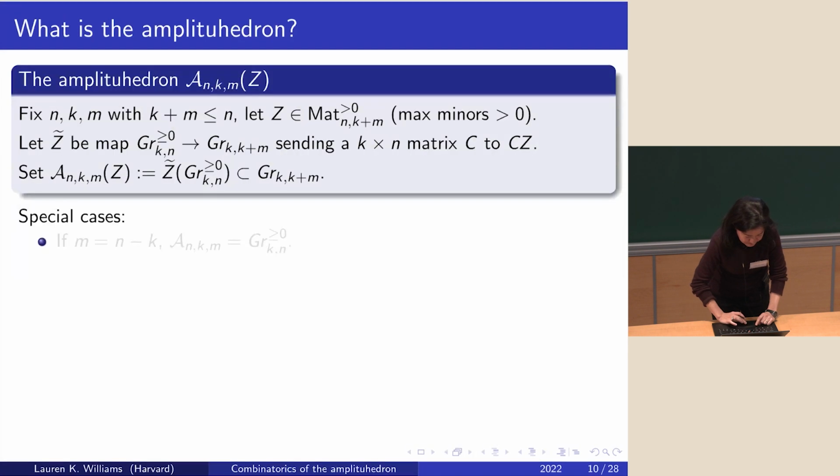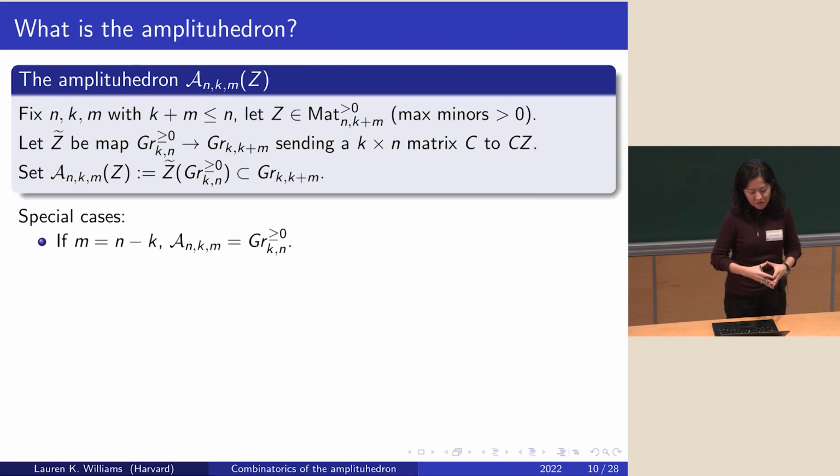Okay. So I'll just say there's some simple special cases. First, if m equals n minus k, then our matrix Z will be a square matrix with maximal minors positive, and then Z tilde will be an isomorphism. So in this case, the amplituhedron is really just the same as the positive Grassmannian.